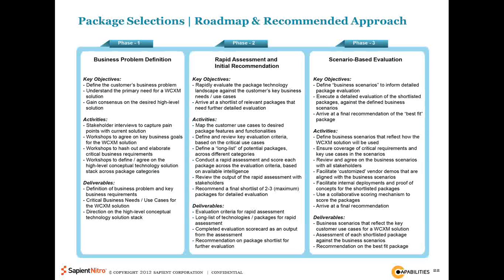So at the end of phase 2, what you would have is you would have gone from a long list of packages to a more short list of packages, right? And say, fair enough, these are the 3 I'm after, right? For example, it could be Adobe Interwoven and something else.